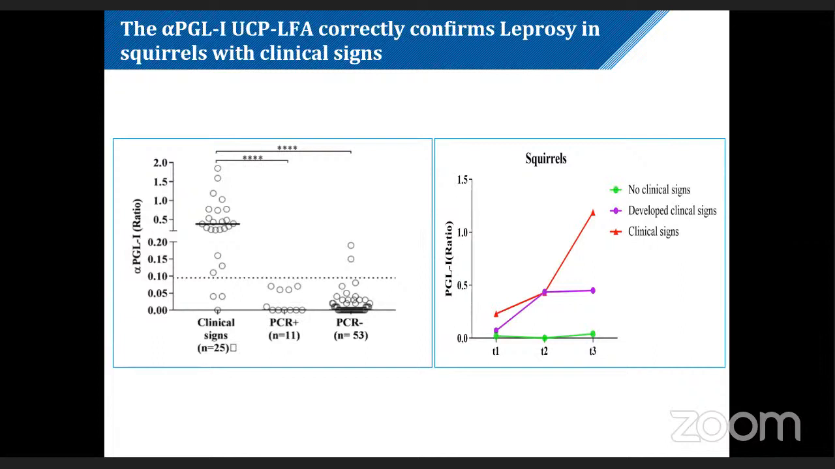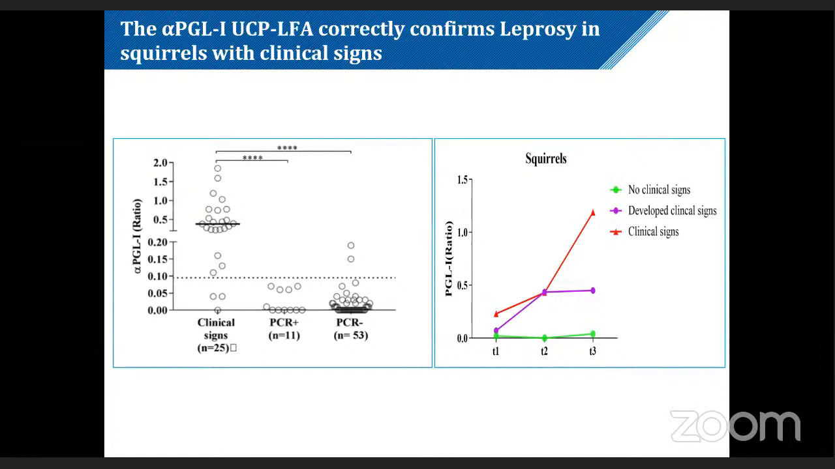And usually the PCR was taken from lesions, and sometimes that was not always possible for these red squirrels. So therefore, taking anti-PD-L1 using lateral flow is more straightforward for these animals.